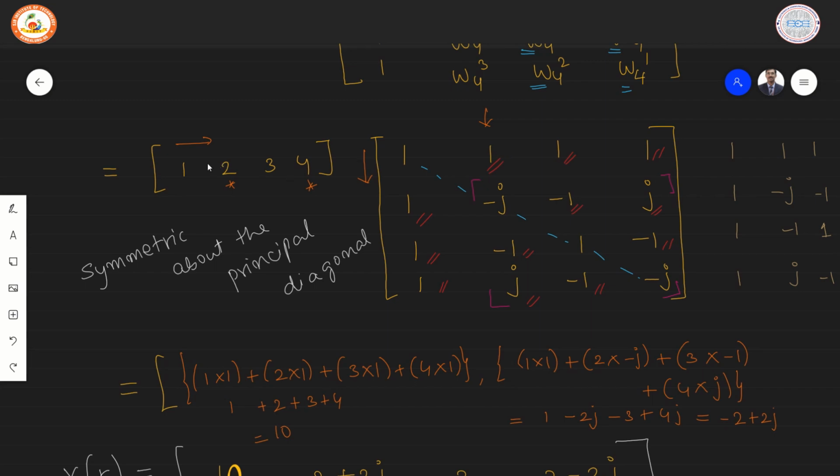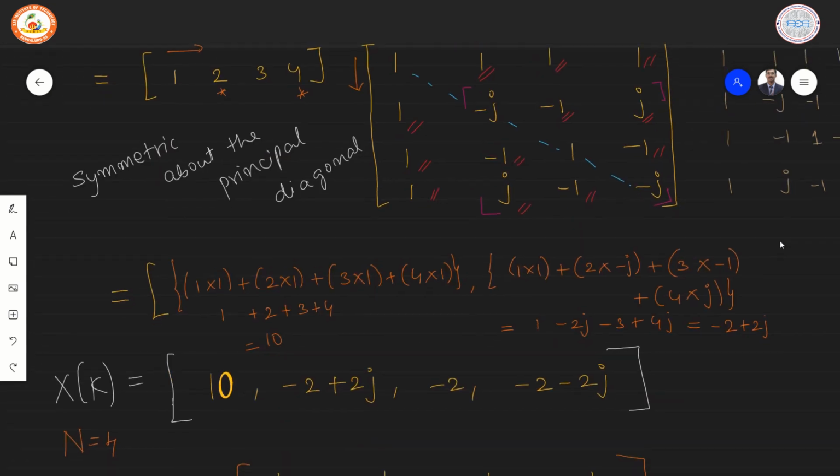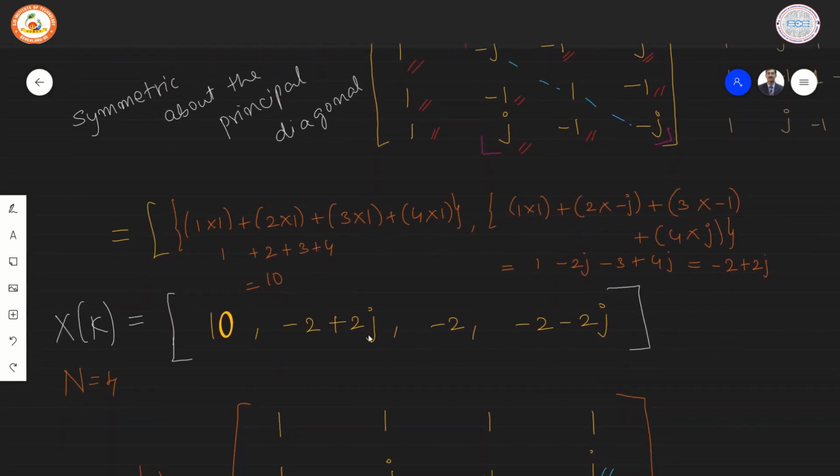Next comes 1 multiplied with 1. We are considering the second column. 1 into 1, 2 into minus j, 3 into minus 1, 4 into plus j. Like this, if you continue, we will be able to calculate the 4 different terms. So after calculating the 4 different terms, we get the final answer, which is as shown here. So the result is matching with what we got in the direct method. The answer is 10, minus 2 plus 2j, minus 2, minus 2 minus 2j.